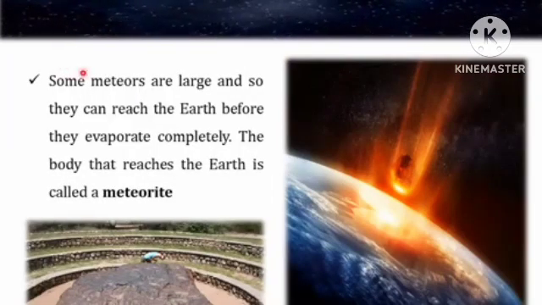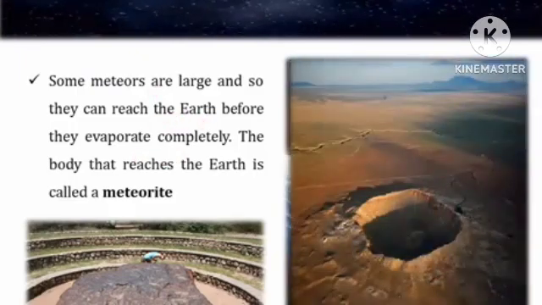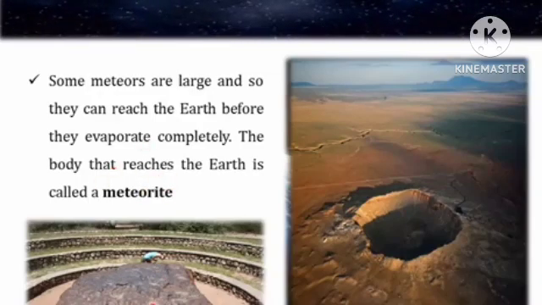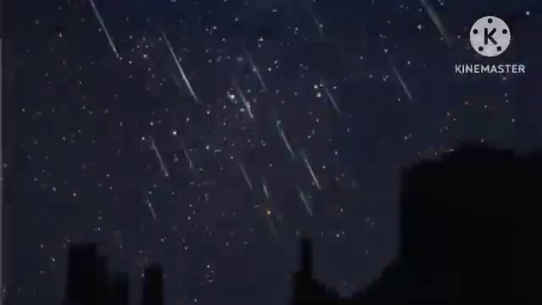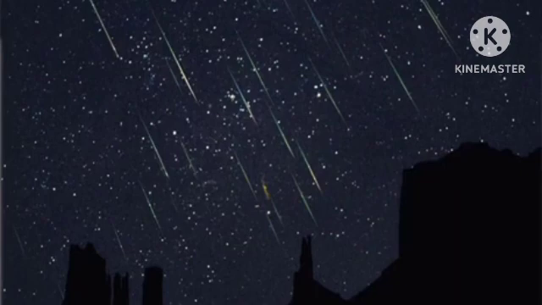But some meteors might be very large so that they can reach the earth before they evaporate completely. And the body that reaches the earth is called a meteorite. The meteorites help scientists in investigating the nature of the material from which the solar system was formed. Now there is another concept called a meteor shower. When the earth crosses the tail of a comet, a large number of meteors are seen, and these are known as meteor showers. And some meteor showers occur at regular intervals each year.